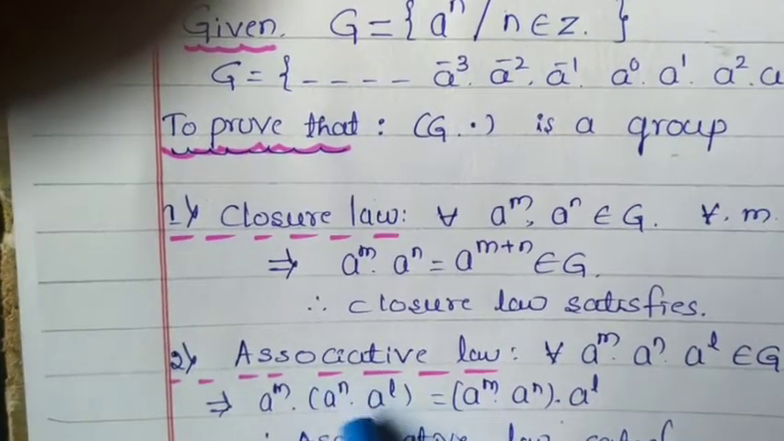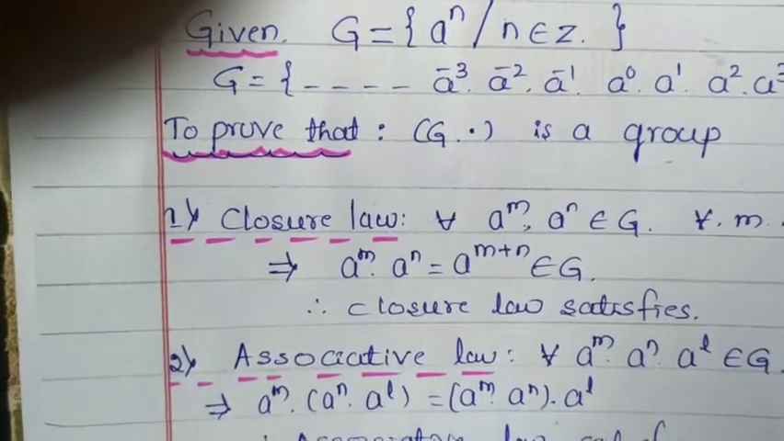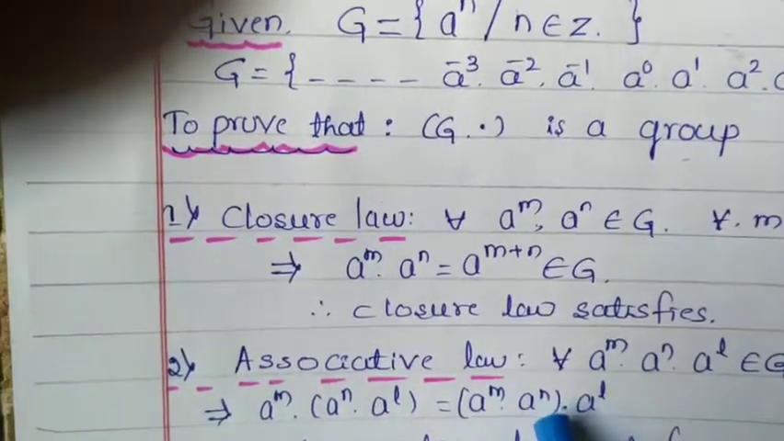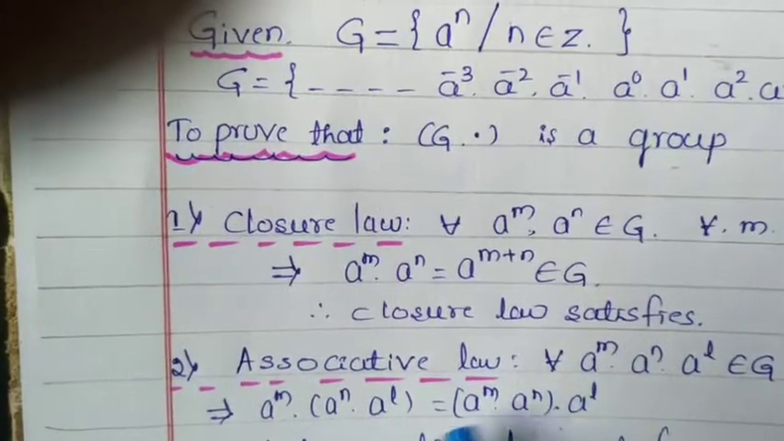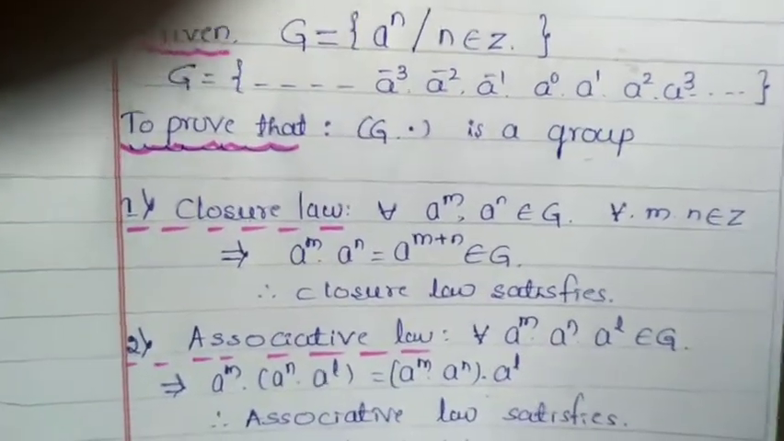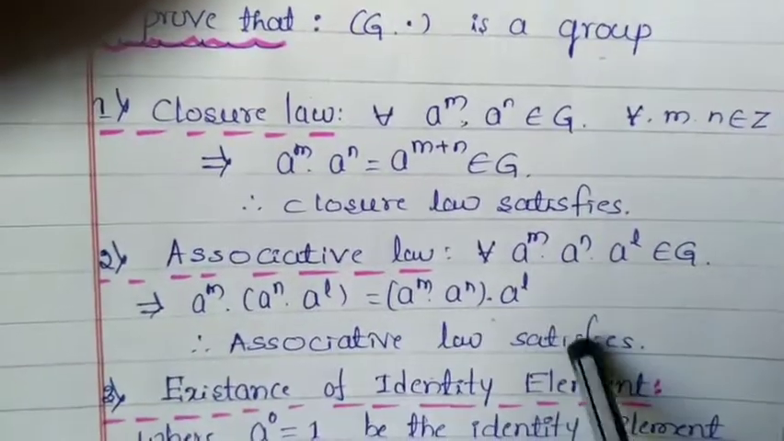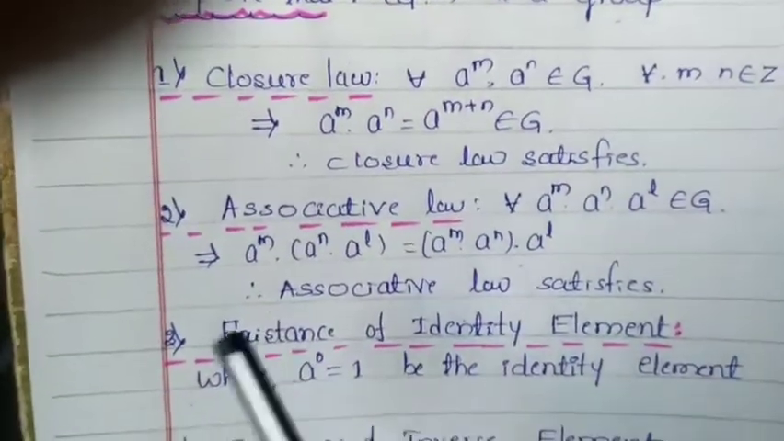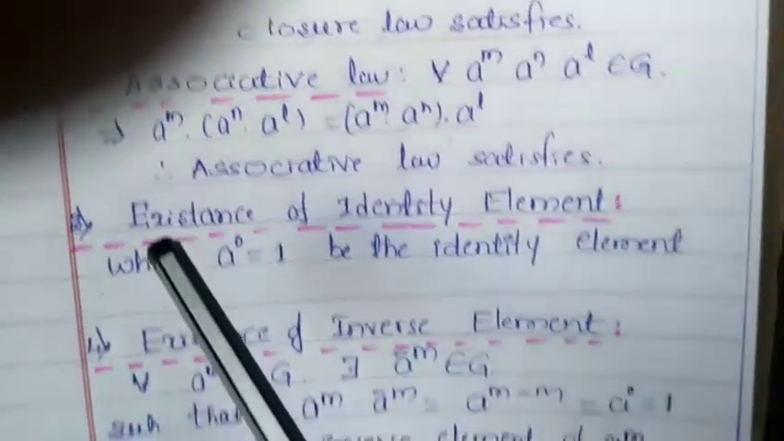Simplifying the bracket, a raised to n plus l, and with a raised to m it becomes a raised to m plus n plus l. The simplification of the other side is also a raised to m plus n plus l. What is our conclusion? Both the LHS and RHS are the same. Therefore, the associative law is satisfied. So the first two laws of a group, the closure law and the associative law, are satisfied. Next, go for the identity law.